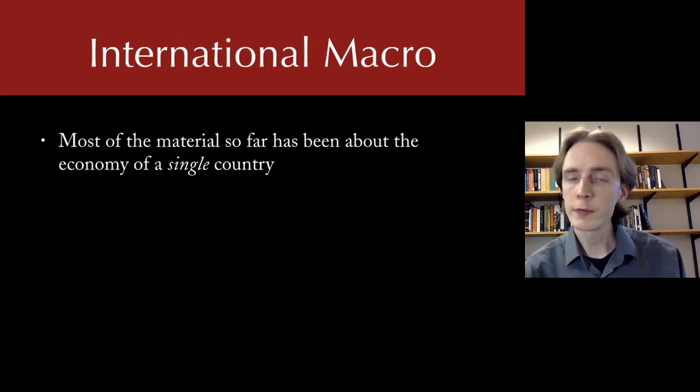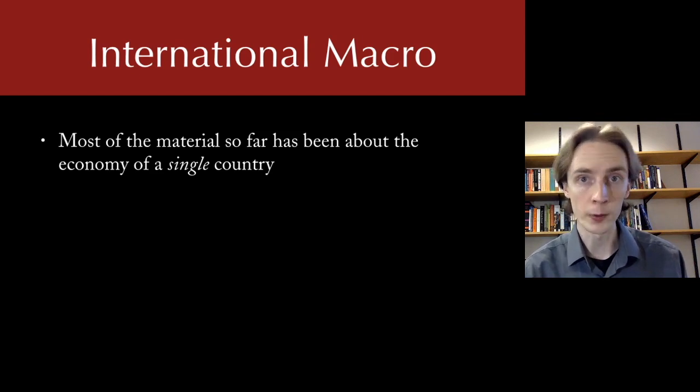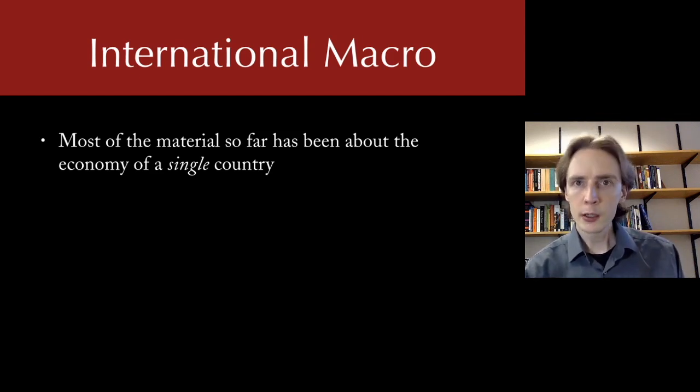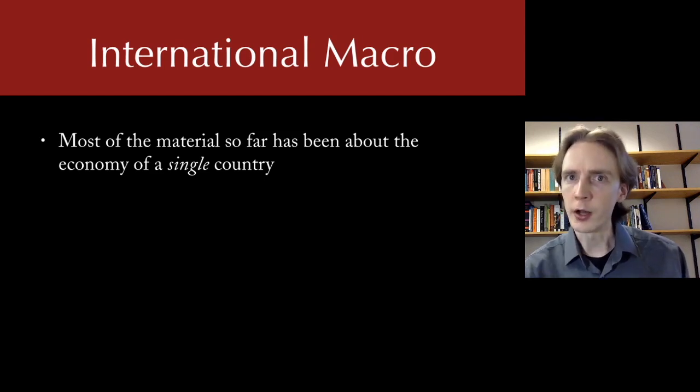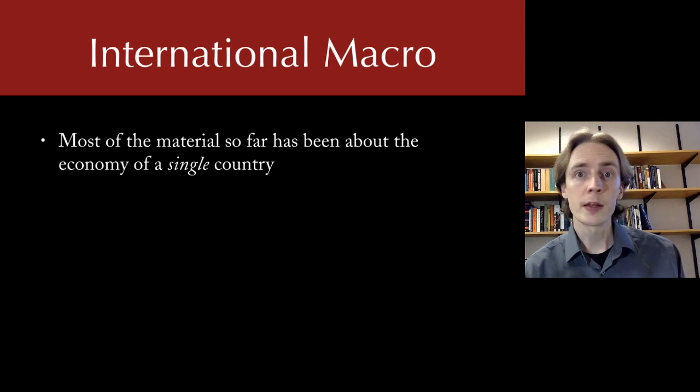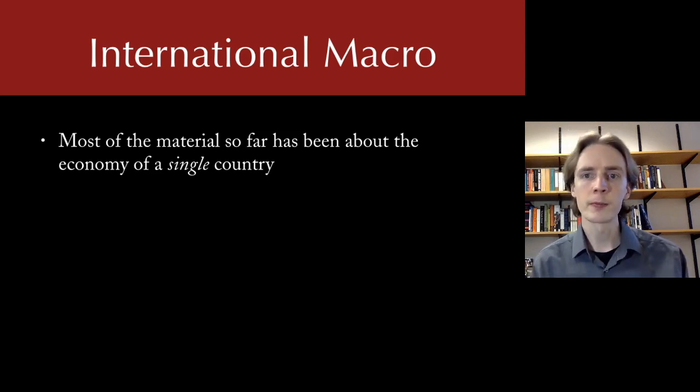So most of what we've talked about so far has been about what's called a closed economy. And in a closed economy, the economy itself is the only thing we have to worry about. But in an open economy, there are other economies that our economy interacts with. And so there's other things we're going to have to think about here. In particular, exchange rates and trade. These are going to be important issues in what we're going to call international macroeconomics.